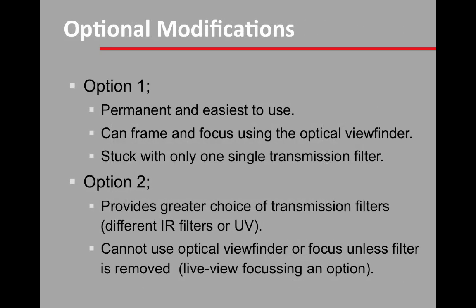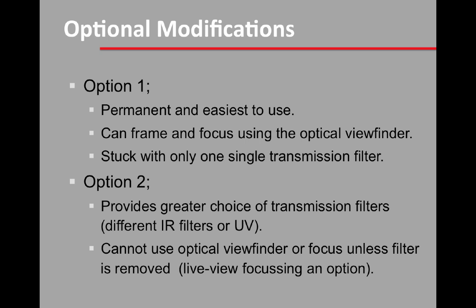So the differences, the pros and cons, if you like, of option one and two. Option one, being putting an infrared filter on the sensor, is permanent and easiest to use. You can frame and focus using the optical viewfinder. So when you're looking through the camera, you can focus, and there's no problems because the light is transmitting through at the sensor level, not at the glass or the lens area. The disadvantage is that you're stuck with only one single transmission filter.